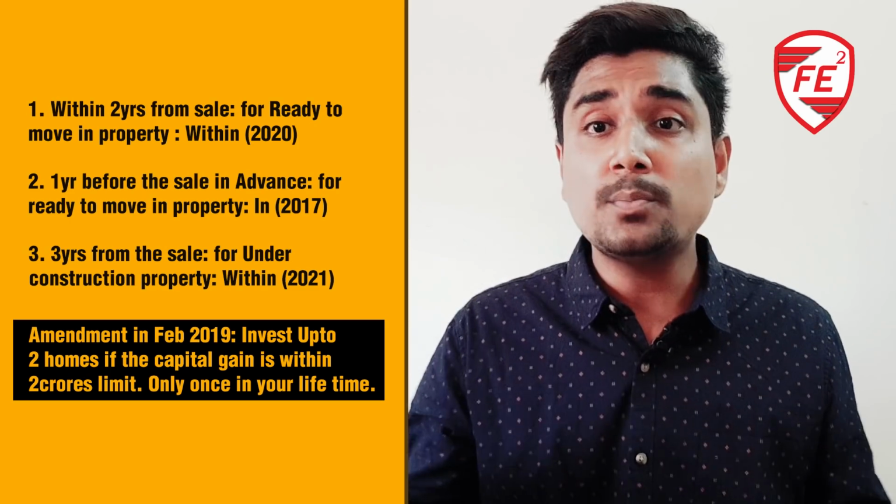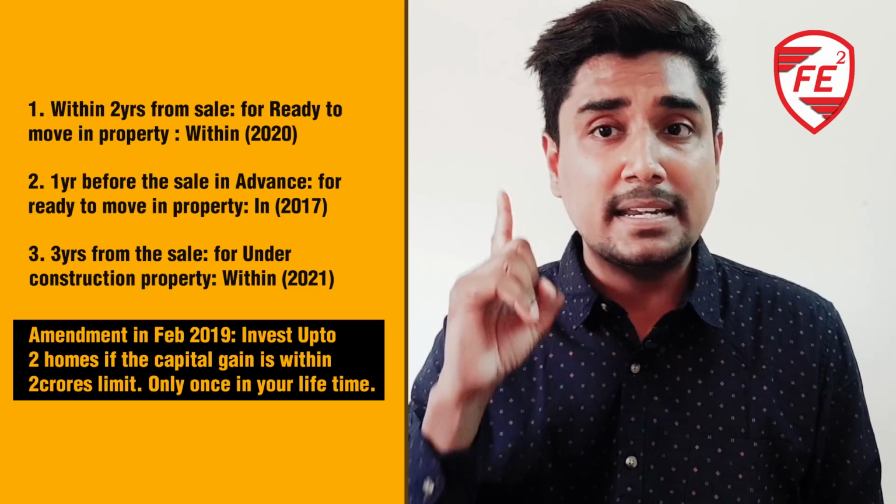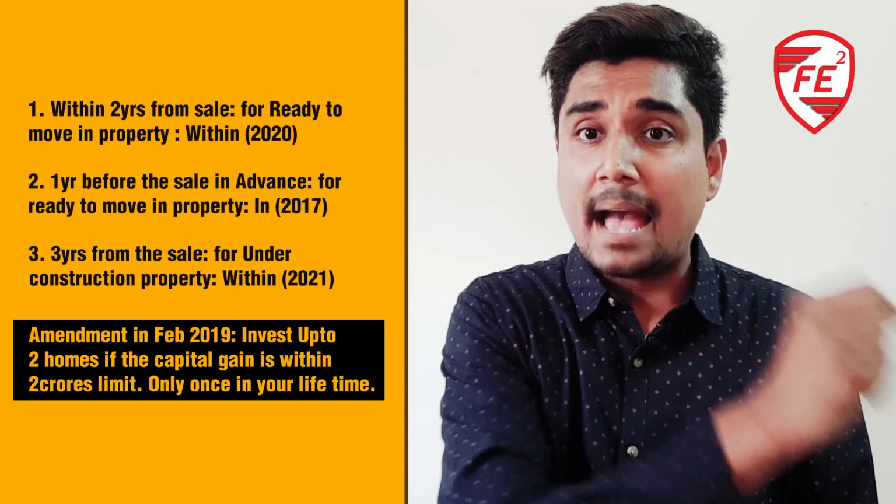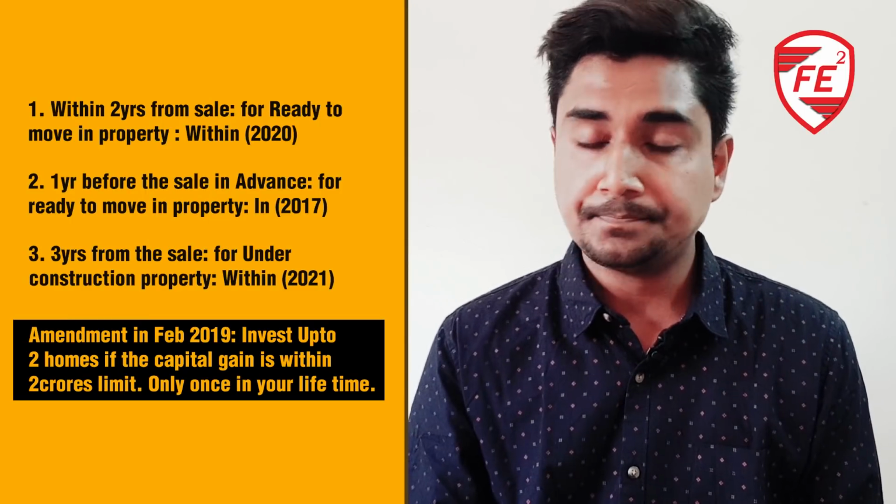If you want to invest in 2 properties, then you can use it only once in your lifetime, through an amendment that happened in February 2019. So if you make use of this rule, Section 54, you can easily escape huge taxes in residential real estate. That's why I emphasize financial learning or financial education.